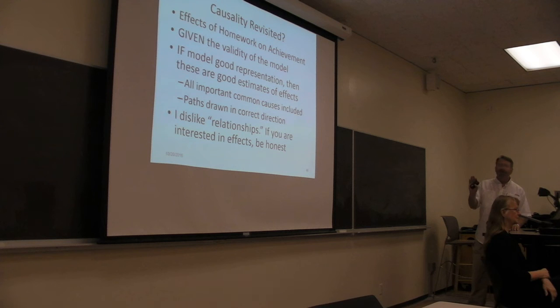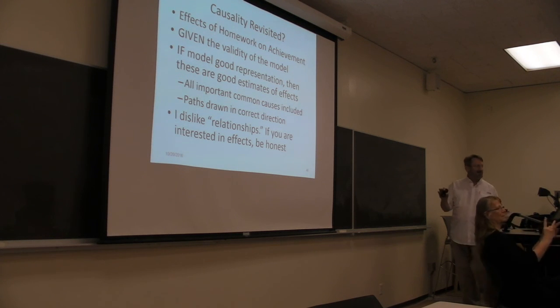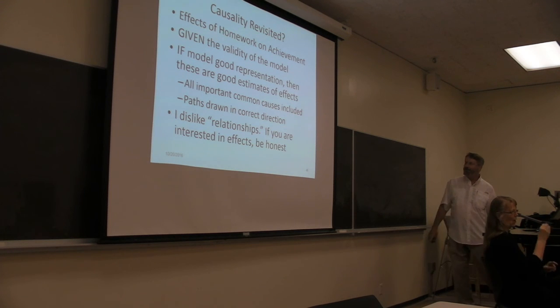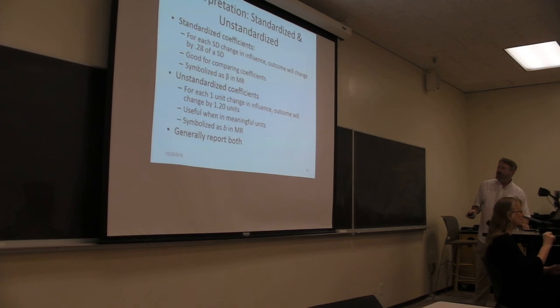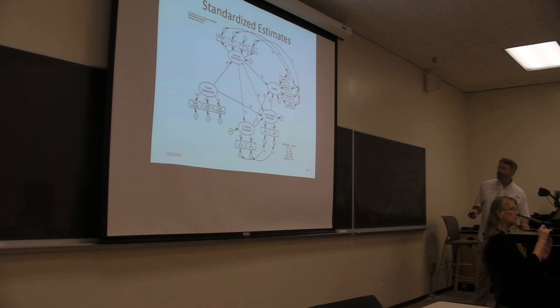Okay, so let's revisit causality, because hopefully my little spiel didn't convince you entirely that you should make causal inferences from correlational data. So, okay, what does this represent? This represents the effects of homework on achievement given the validity of the model. In other words, if this model is a reasonable representation of reality, then yeah, these are the magnitude of the effects of each of these variables on the other variables.